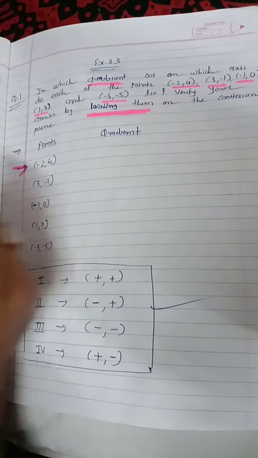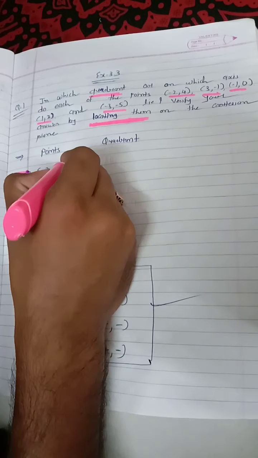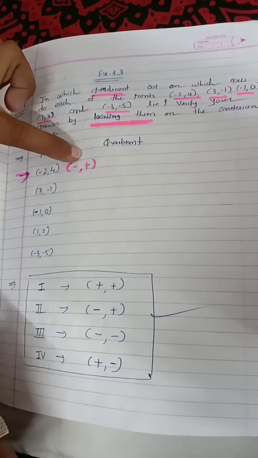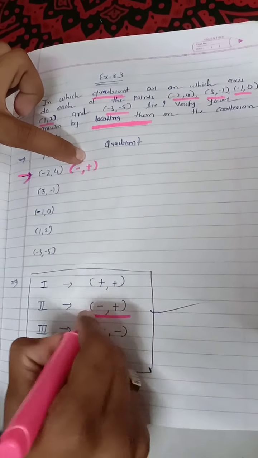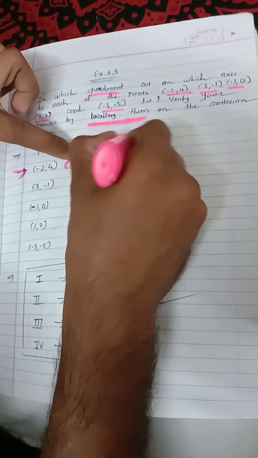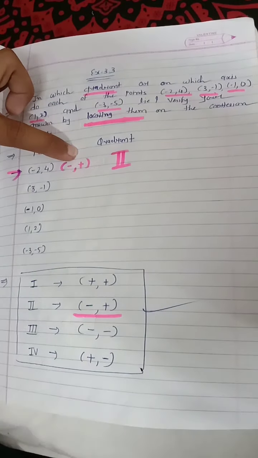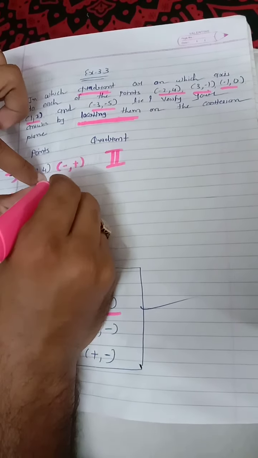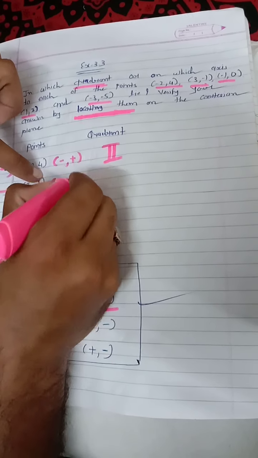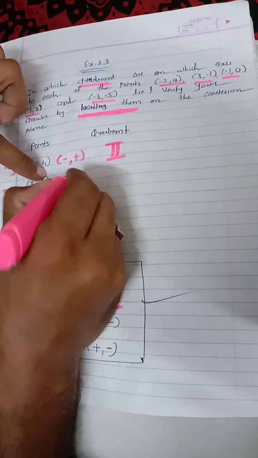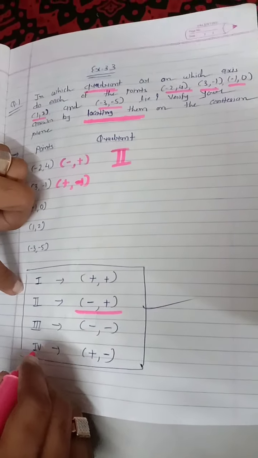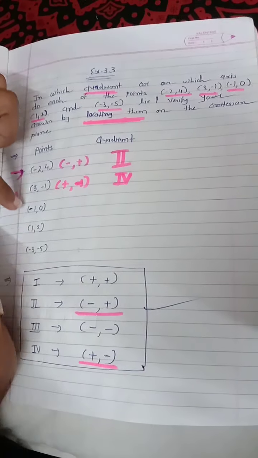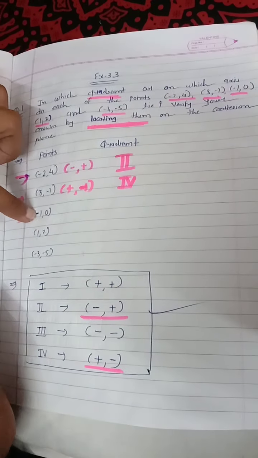Now first one. First point is what? Your (-2, 4). So I write here the signs. First one is minus, second one is plus. Minus and plus means what? Your second quadrant. So the answer is second quadrant. Now second point, (+3, -1). I use only the signs of the coordinates. Plus and minus. Clear? Plus and minus means what? Fourth quadrant.